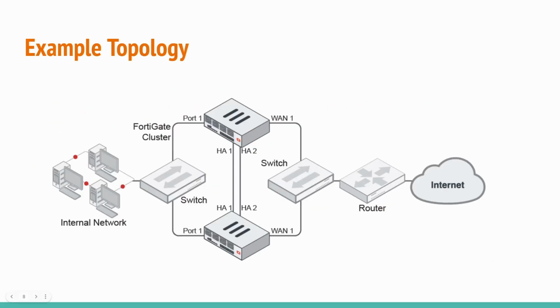Now we can just look at the example topology here just to put this all together and give you an idea of how this works. In this diagram, you can see we have a FortiGate HA cluster in the middle. We have our internal network on the left, and we have the WAN or the internet side on the right side of the diagram. On the LAN side, we can essentially use a pair of MCLAG switches so that the FortiGates have redundant downstream connectivity.